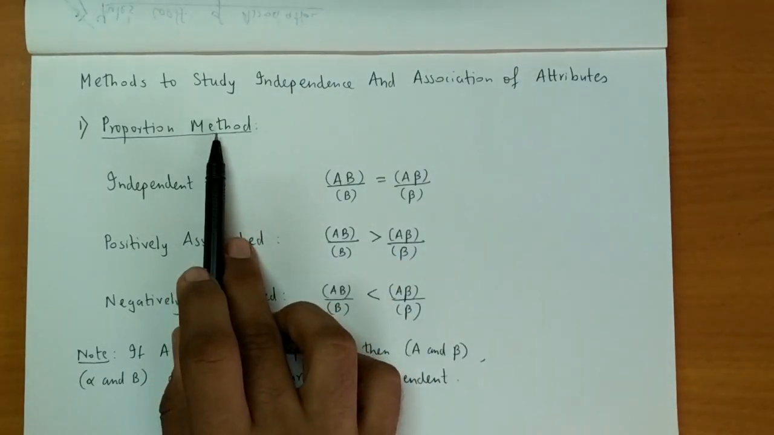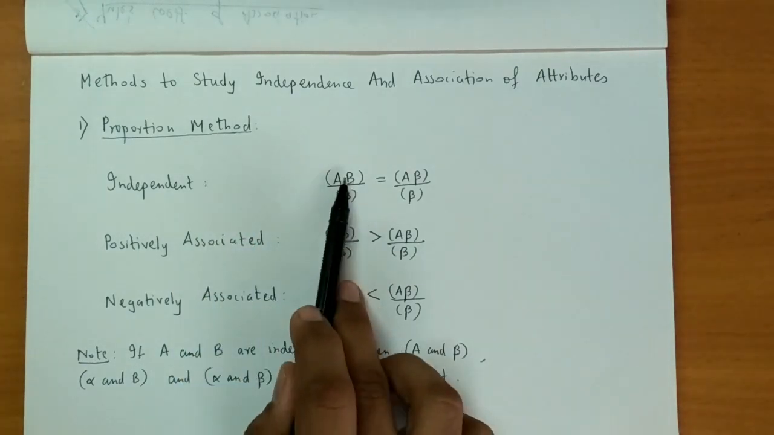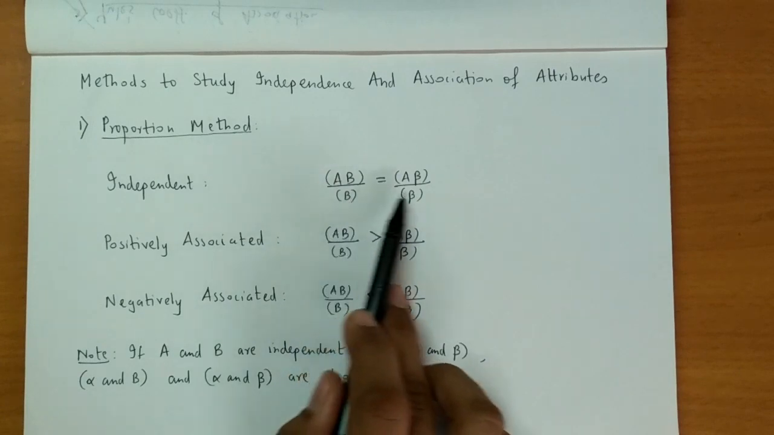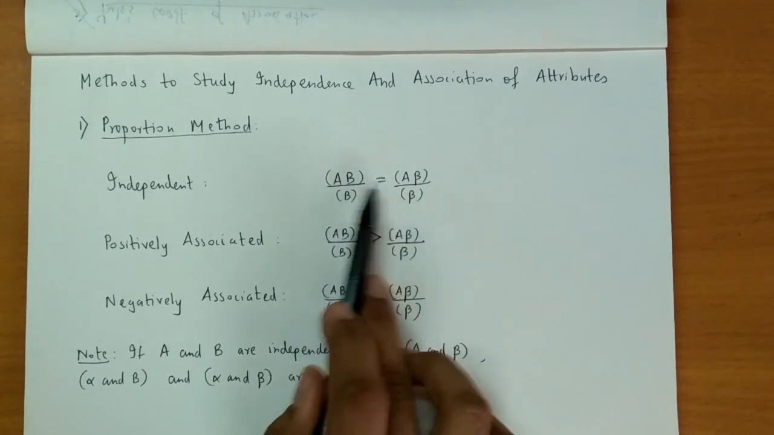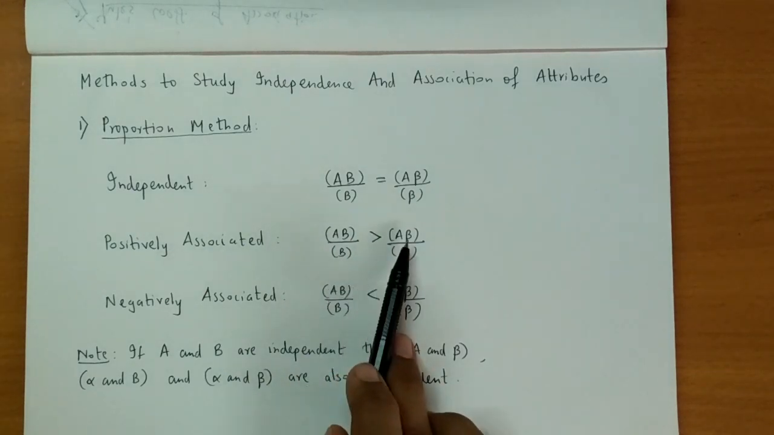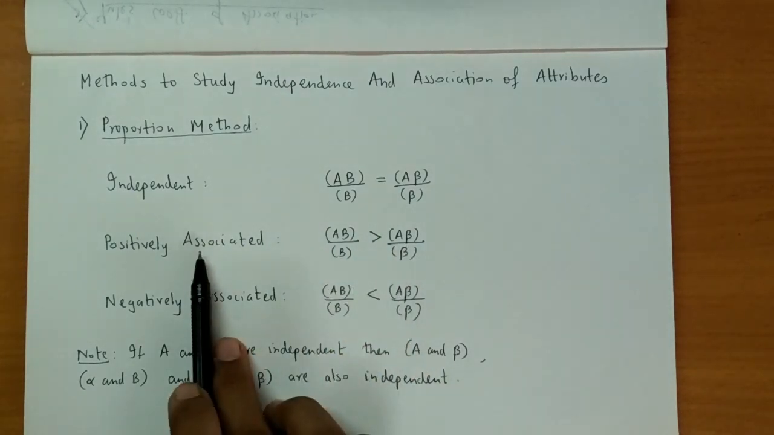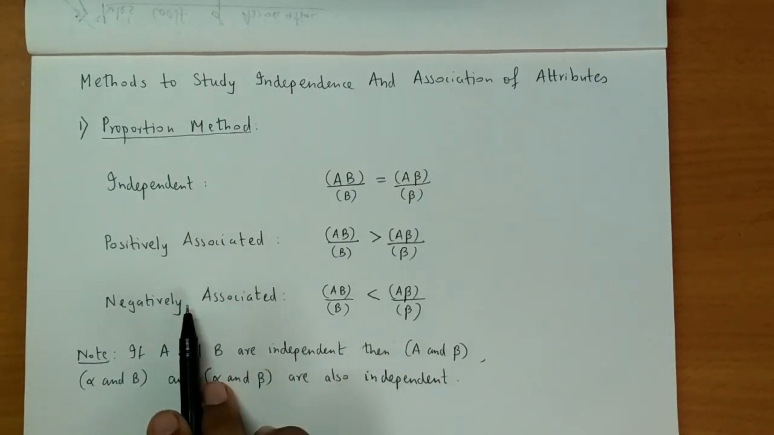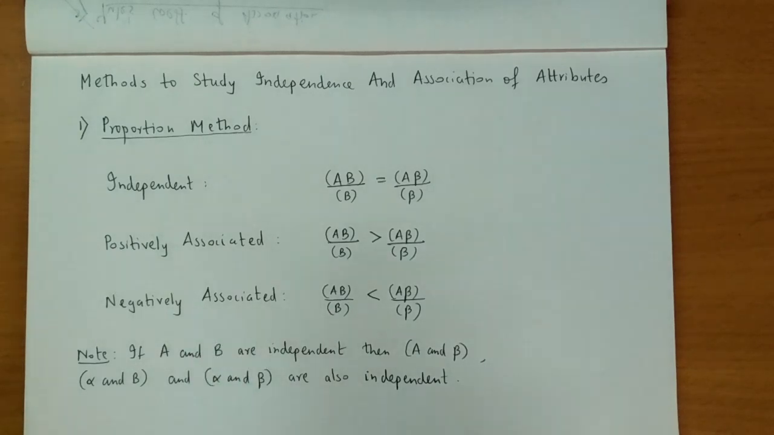तो ये था सबसे पहला मेथड to study independence and association of attributes, and that is the proportion method. तो basically आपको AB upon B and A beta upon beta ये दोनों ratios को compare करना है. अगर equal आ गए तो independent. If AB upon B is greater than A beta upon beta then positively associated, और अगर less than है तो negatively associated. अब हम सीखते हैं इसका second method. So let's move on to the second method.